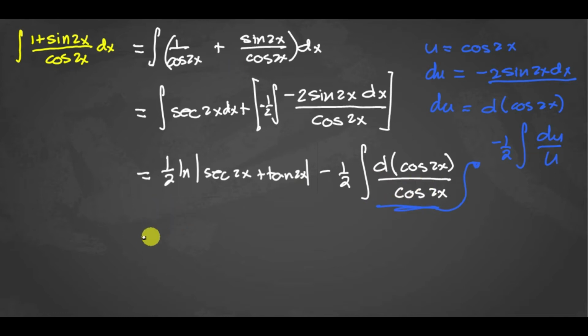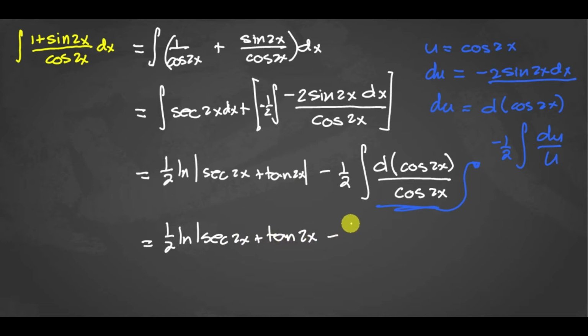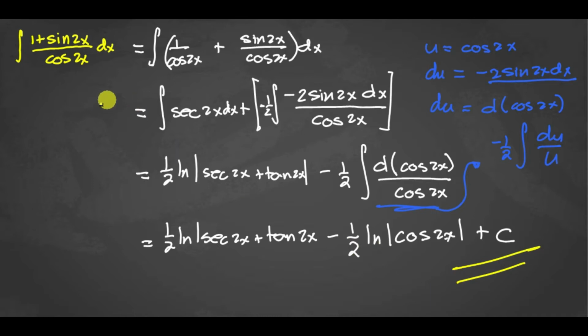So let's continue. This will become 1/2 ln secant 2x plus tan 2x minus 1/2, and the integral of du over u is simply the natural logarithm of cosine 2x plus c. So this is also okay as a format for your solution. Now, on our next example, you can pause this video and answer the question.